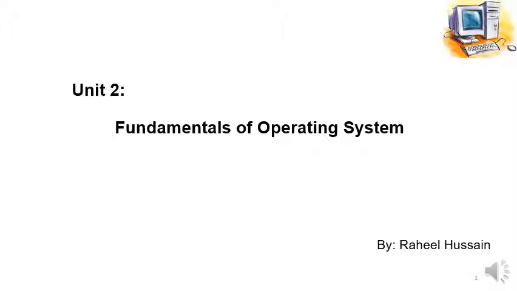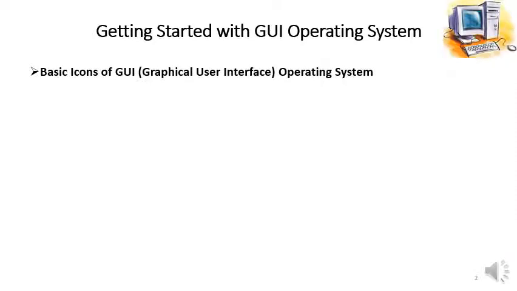Students, we are in unit 2, that is fundamentals of operating system. In today's lesson, the topic is getting started with GUI operating system. GUI stands for graphical user interface. And in this topic, first of all, we'll study some of the basic icons of GUI operating system, that is computer, recycle bin, control panel and network.